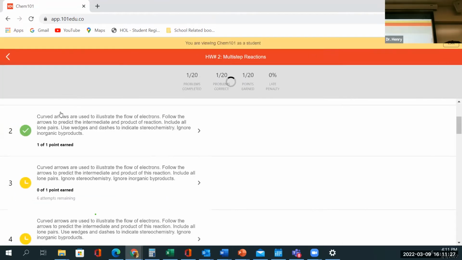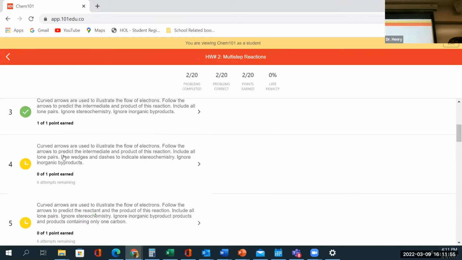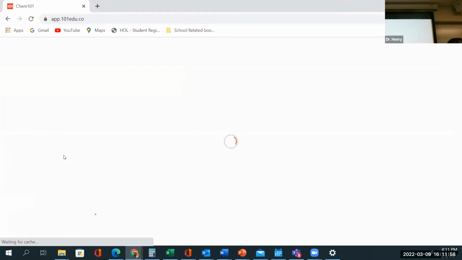Okay, so let's go to the next one. Since I got it right. Now we're doing more curved arrows, right? More where the arrow is going. That's one that we just did. Did you guys finish this homework assignment already? Most of you?